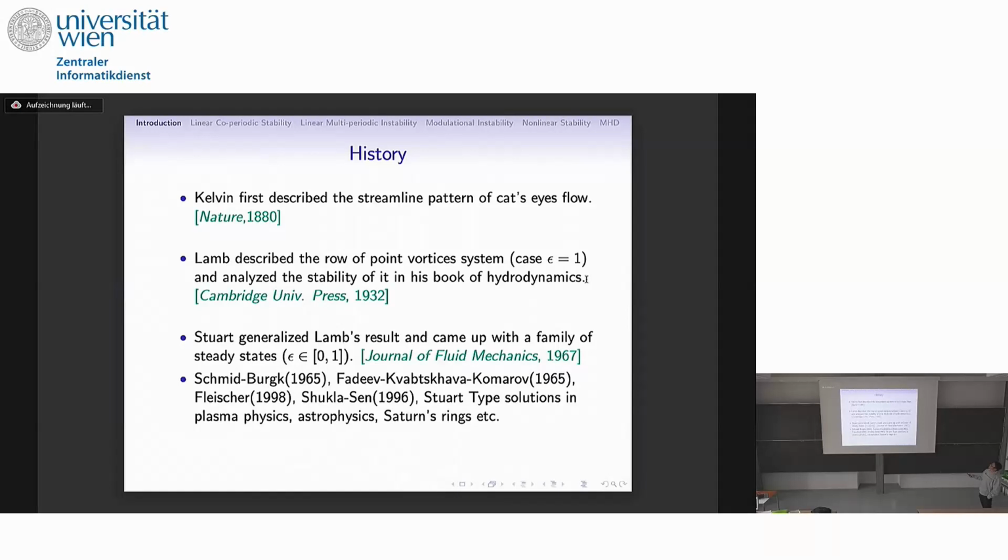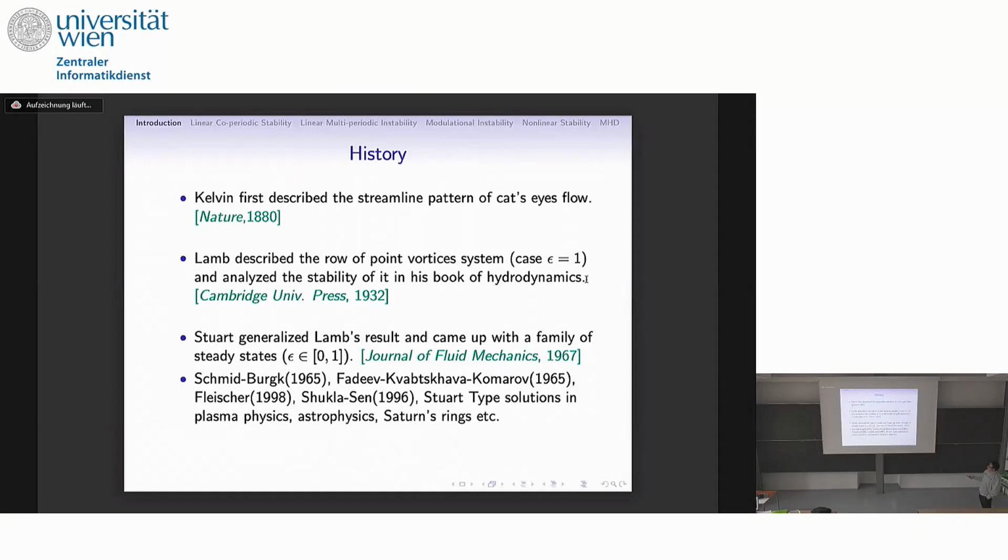Kelvin first studied this kind of flow with this cat's eye pattern, but he didn't write down the exact solution formula. And Lamb, in his famous textbook on fluids, looked at a point vortex system, in other words, the limit epsilon tends to 1. And then Stuart, of course, wrote down this solution in the 1960s. But even before Stuart, the people I listed here, some references actually from 1965, before Stuart's.